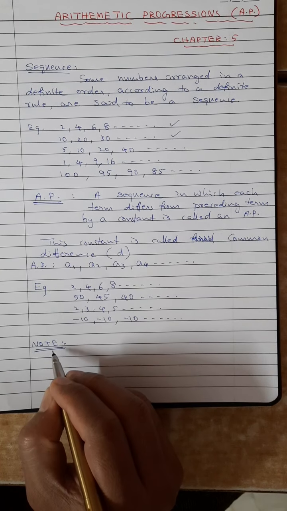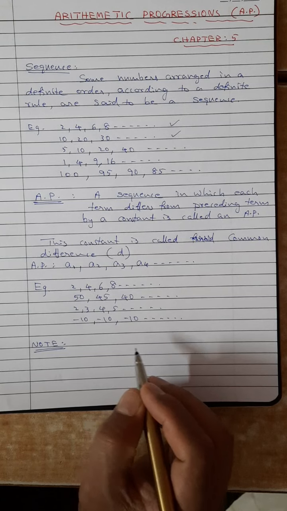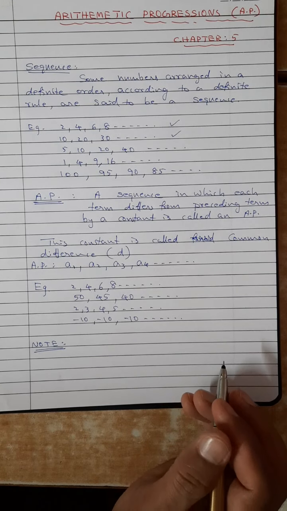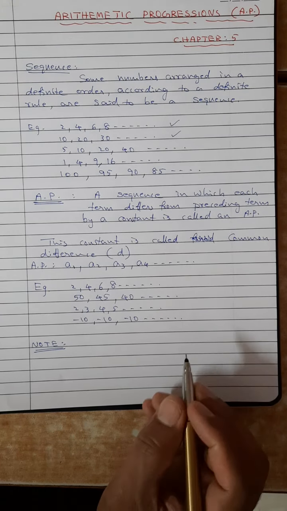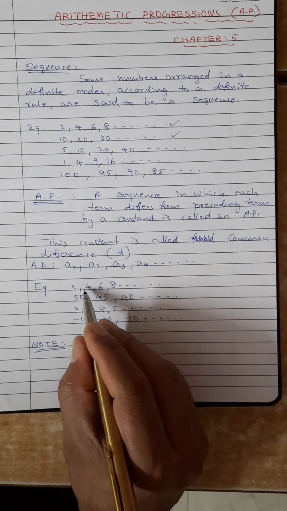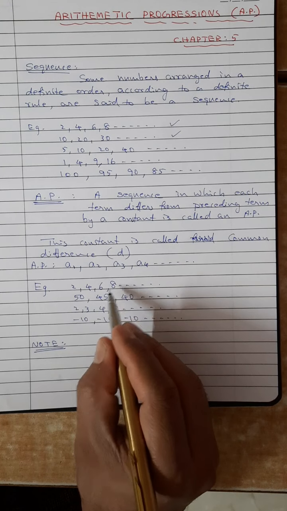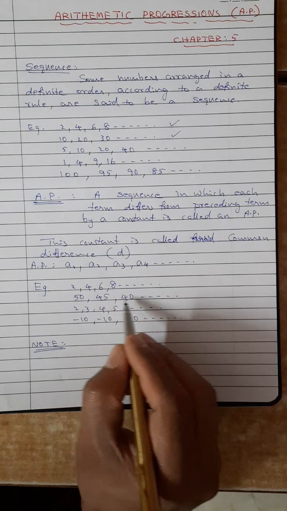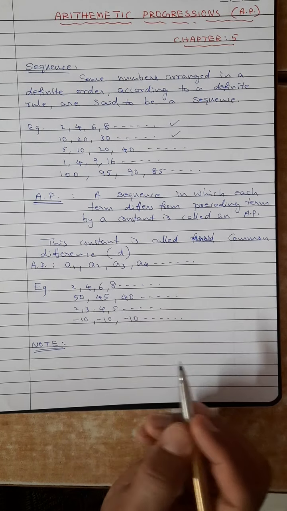If 3 terms are in an AP, then the difference will always be the same. There should be a common difference. Here in the first case, 2 is the common difference. In the second case, minus 5 is the common difference. In the third, 1 is the common difference.